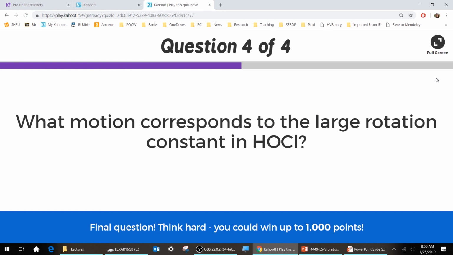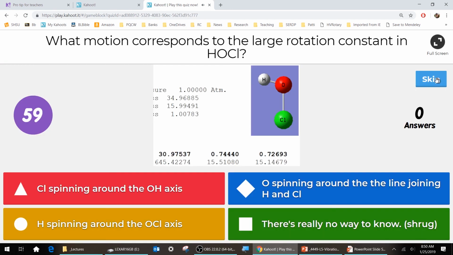Okay, what motion corresponds to the large rotational constant in HOCl? Think about rotational constant. Equations that we had earlier. So if something's heavy and moving, like iodine had the smallest rotational constant. What's that? Did someone pick green? Yeah. No way to know. Sure. So there's only 3 rotations, and so I had to pick 3, and I had 4 answers. So what am I going to do?